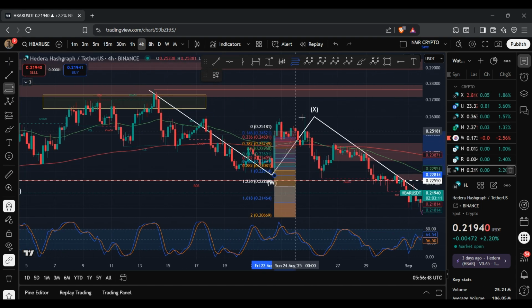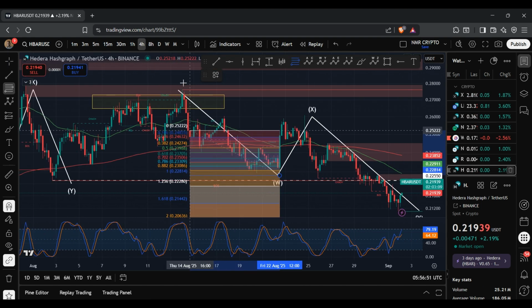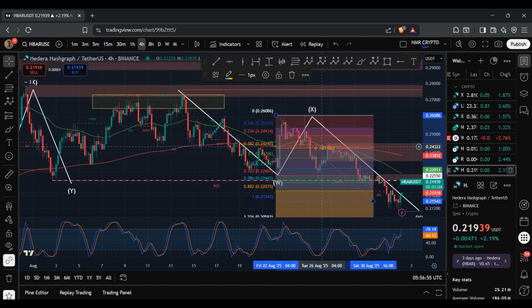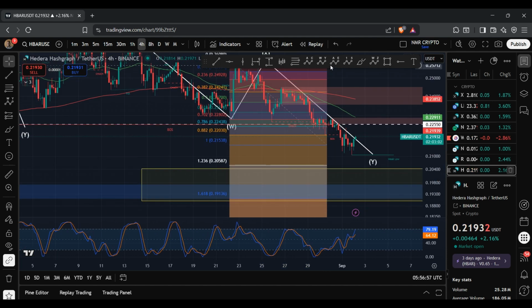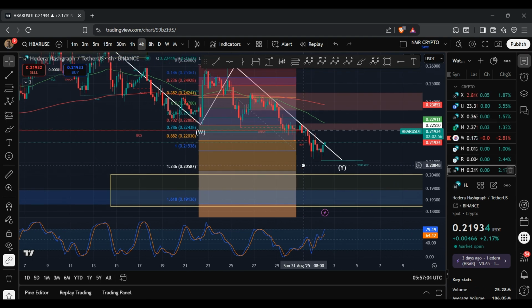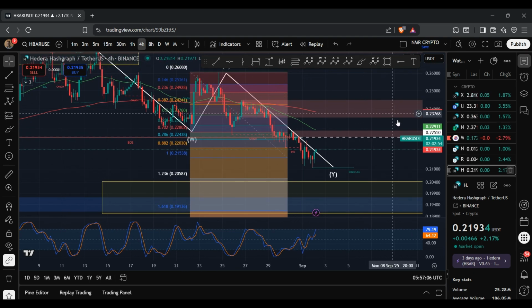So if I bring in the fib tool and bring this to 26.08 cents, the Y wave would typically reach anywhere between 1 to 1.226, and as you can see, we ended up tapping into that range. And so it's very much possible that we see a reversal to the upside.